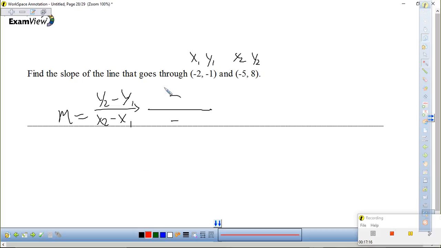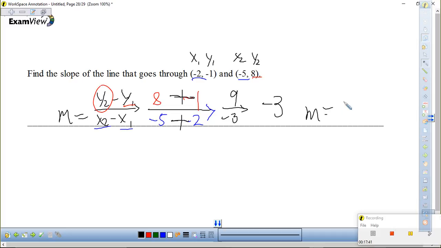So let's do this. y sub 2 is 8. y sub 1 is -1. x sub 2 is -5. x sub 1 is -2. Negative times a negative is a positive. Same here. So this is 9 over -3. What is 9 divided by -3? -3, so my slope is -3 over 1. Hands up if you got that. Okay. All right. Let's go to number 19.